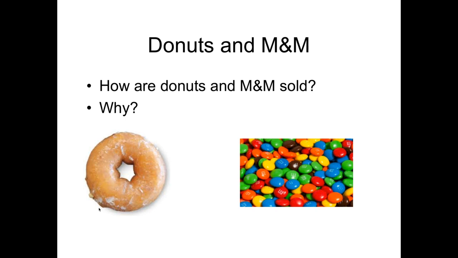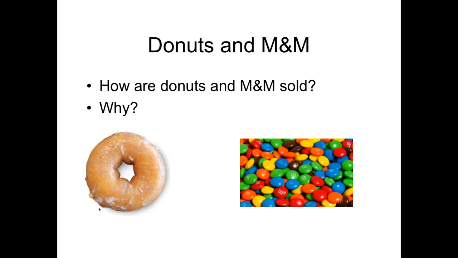And then why? If you think about it, if you go into a donut shop like Dunkin' Donuts or Krispy Kreme, and you're buying donuts for a class or a group of people, you're going to buy donuts by a dozen. So donuts are normally sold by a dozen. When you go to the store to purchase M&Ms, M&Ms are usually sold in bags. So you can buy an individual bag, or if you're buying larger sizes, they're found in pounds. And the reason is why.